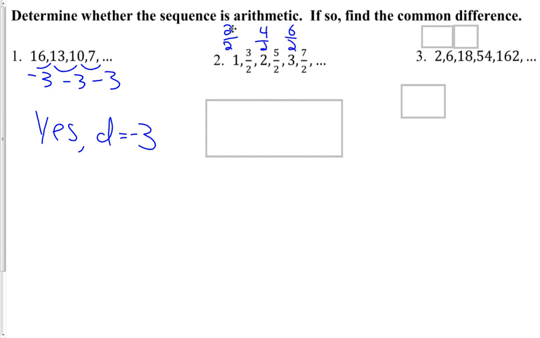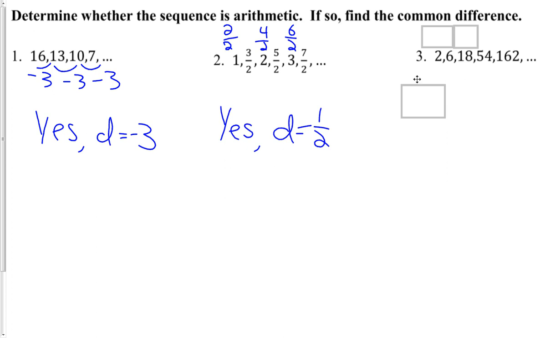And now let's read it. 2/2, 3/2, 4/2, 5/2, 6/2, 7/2. Okay, the bottom is staying as 2, and we're increasing by 1, right? 2, 3, 4, 5, 6, 7. So yes, the difference is 1/2.